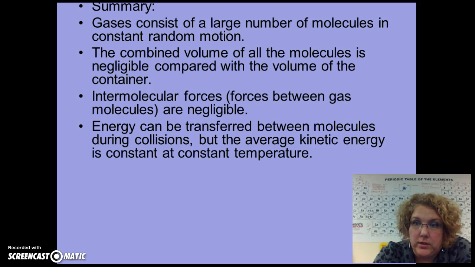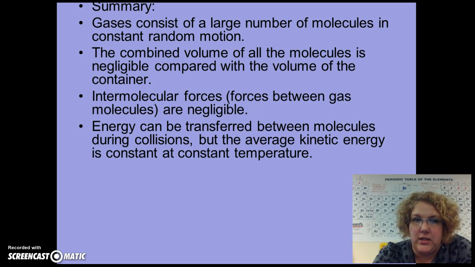But, just like if you run into a wall, there's some energy transfer there. But the average kinetic energy is constant at constant temperature. What does that mean? Well, when I'm looking at a balloon full of air at room temperature, some of the gas molecules are moving faster than others. Some are moving slower. Okay?